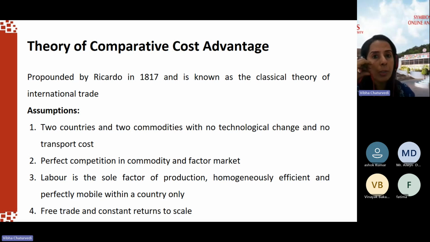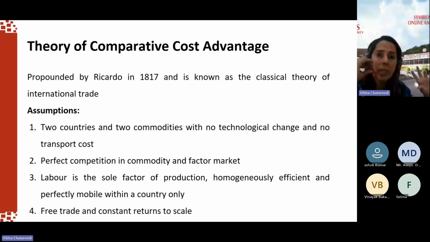Labor is the only factor. So for simplicity, we assume, and it was fairly okay to assume this in the early 19th century, because labor was essentially the main, or the overwhelming factor of production, with very little capital or machines being used. The countries were still industrializing, and the mechanization of production processes was quite in its inception phase. So labor was the sole factor of production.